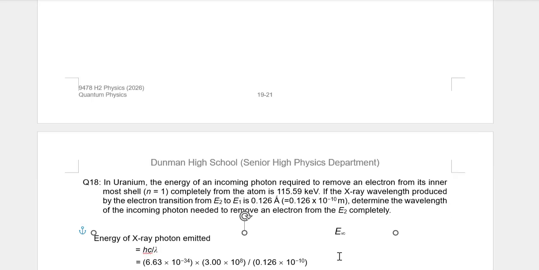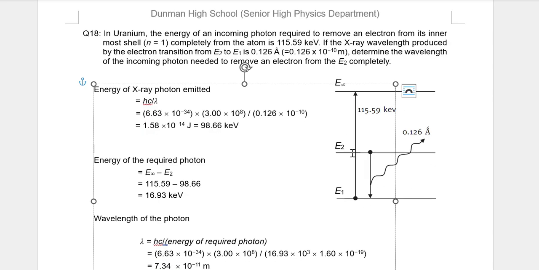You just draw the energy levels, looking something like that: E1, E2, infinity. To remove an electron from the atom, the electron goes from E equals 1 to E equals infinity, which requires this amount of energy. Then from E equals 2 to E equals 1, I can calculate the amount of energy associated with this wavelength of photon released. So hc over lambda gives me this amount, which is the energy from here to here.